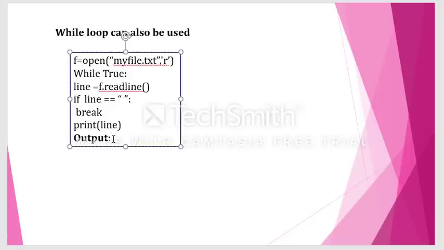The first line is the same for all three methods. What is the first line? We need to open the file. We open the file myfile.txt in read mode. Next is what? while True. We are using a while loop; while True means the loop continues until the condition becomes false.